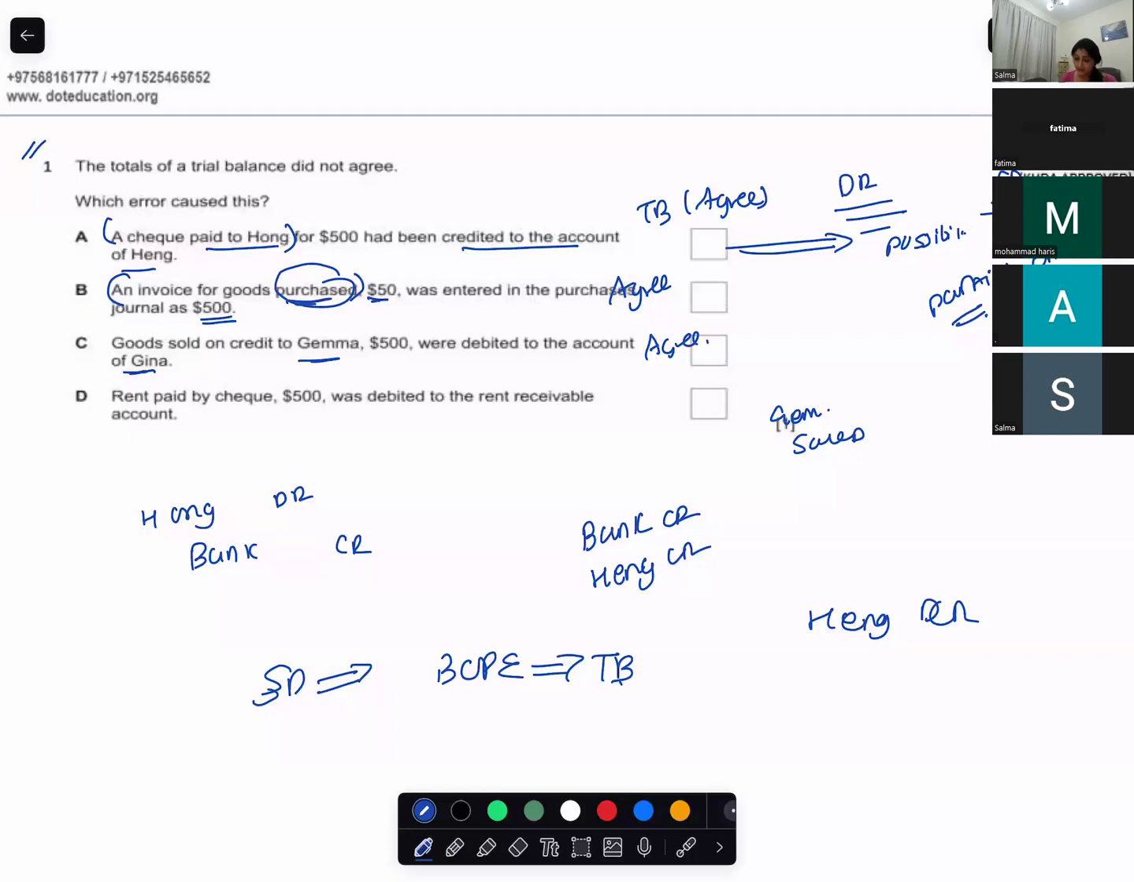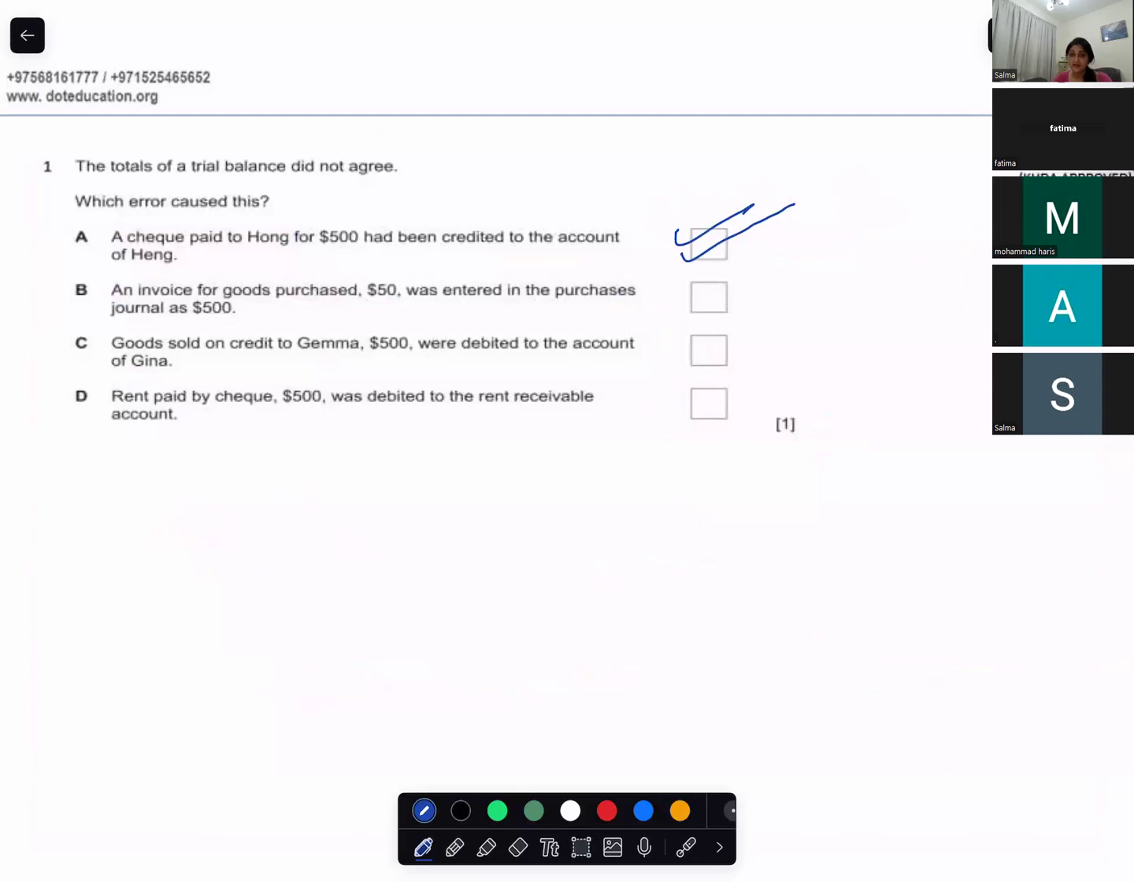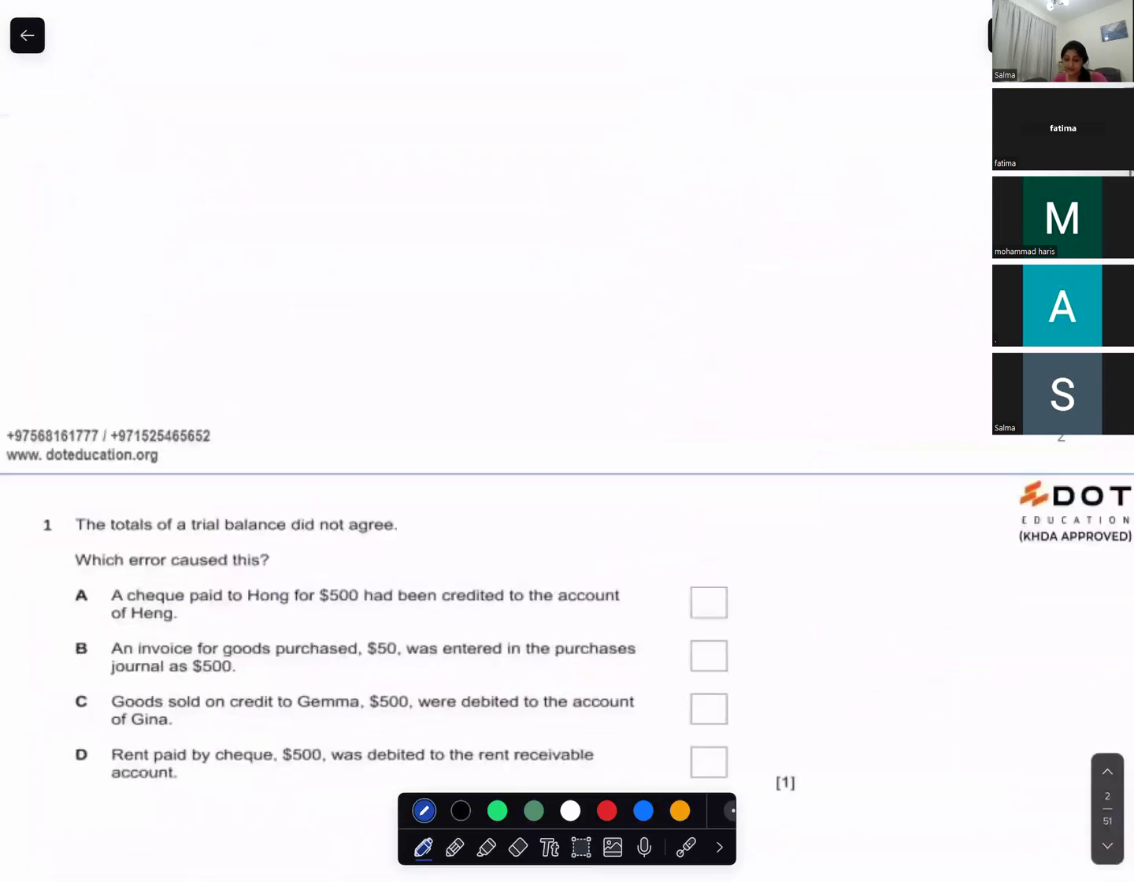Rent paid by check. It is bank credit and rent debit. It was debited to rent receivable account. So instead of rent expense, you debited rent received. You've done one debit and one credit, so your trial balance would still agree. So this is the only scenario which was still unclear for us where the trial balance will not agree. So the answer is option A. Are you with me? Yes, miss. To the next one.